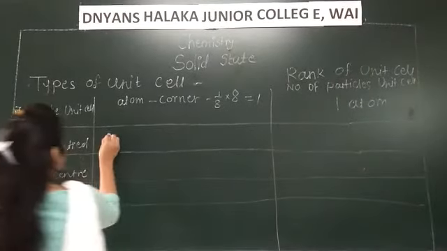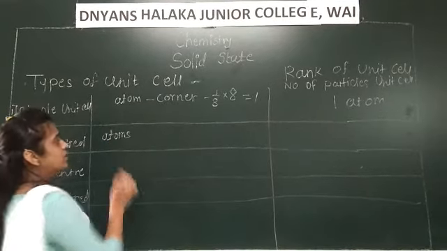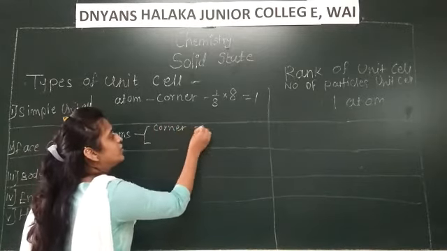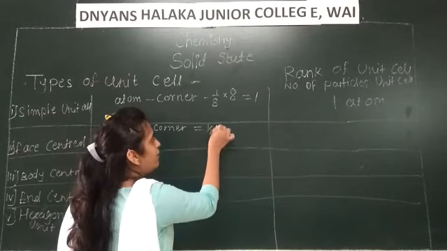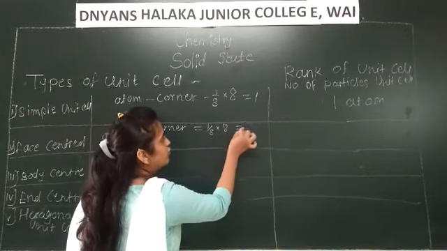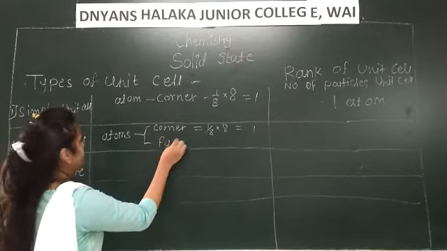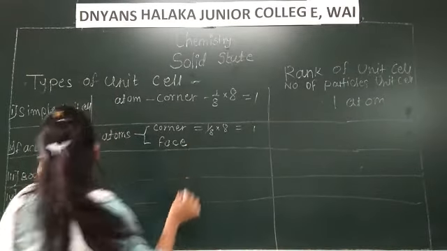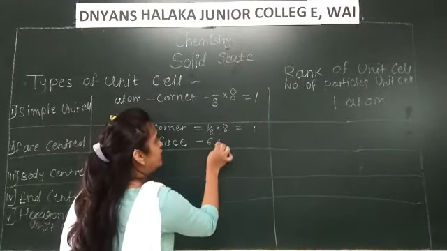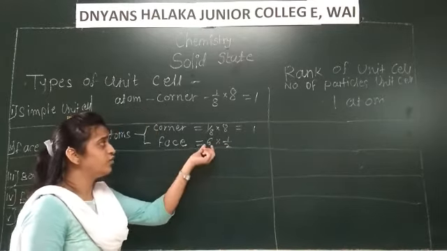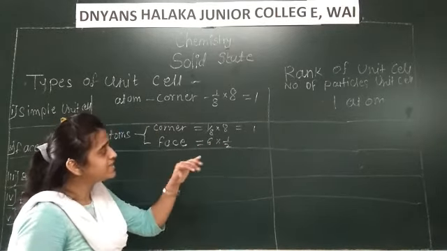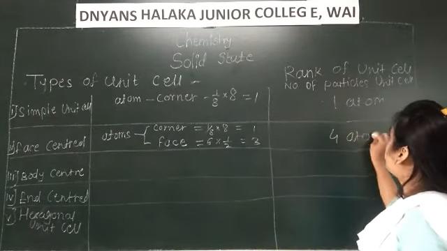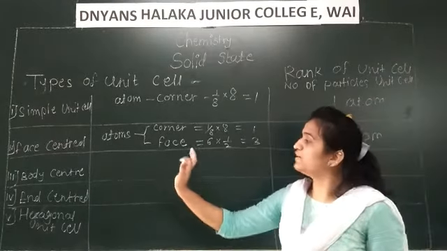Second, face center unit cell. So in face center, atoms are situated at first corners. So corner 1 by 8 participates in cube into total corner 8. So 1. And face center: faces of cube 6 into 1 half. Total faces of cube are 6, and half portion of each sphere is inside this cube. So 6 into 1 half is 3. So 1 plus 3, 4 atoms or rank 4 for face center cubic unit cell.